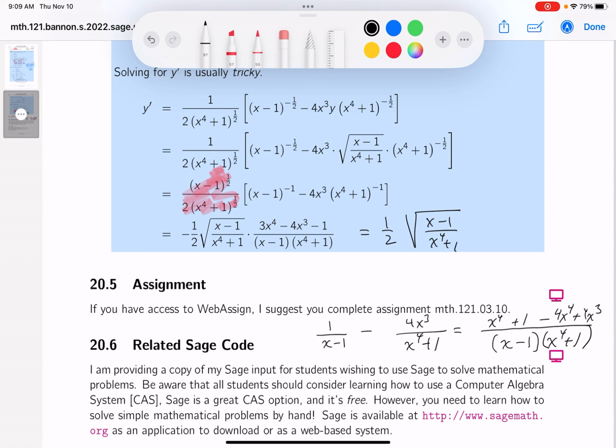Well, I'm seeing what I want to see. And what am I seeing? Minus 3x^4 plus 4x^3 plus 1, but I'm going to factor a minus 1 out. What am I left off with? Common denominator, (x - 1)(x^4 + 1). What goes in the numerator? Well, remember, I factored out the minus 1, so it's going to be 3x^4 minus 4x^3 minus 1.